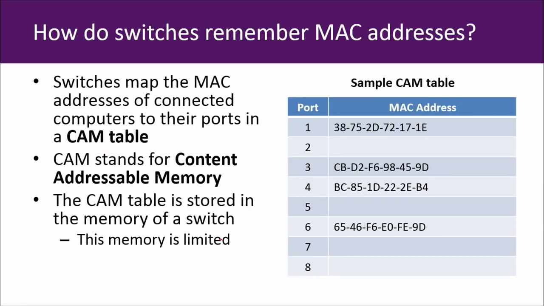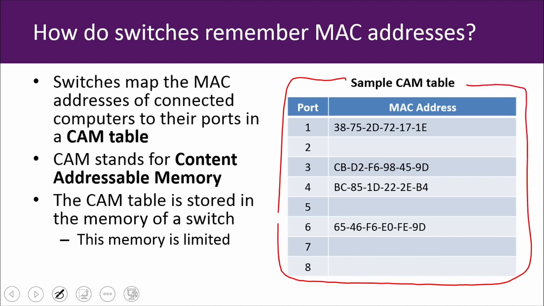Let's keep on checking. So you might be wondering, how do these switches remember MAC addresses? Well, switches have memory that's dedicated to remembering these addresses. Switches are just going to map the MAC addresses of connected computers to their ports in something called a content addressable memory table. All right, so you can see a basic example here. It's not a table as we think of it, right? Because it's really simplified data. But a sample CAM table is there.